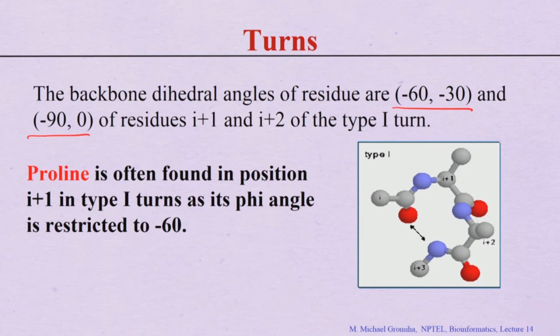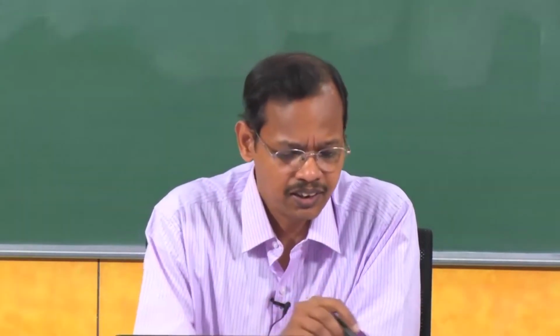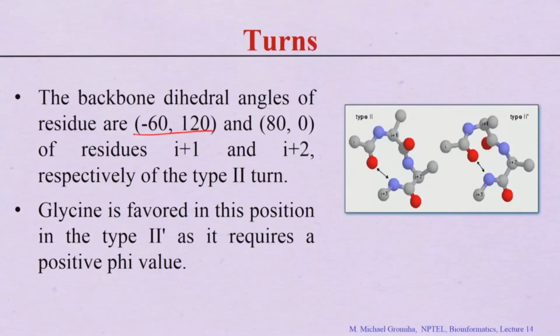If we look into the frequency of occurrence of amino acid residues in the turns, proline is the residue which is present quite often in position I plus 1 in type 1 turns, because the phi angle is restricted to minus 60. I will discuss the phi and psi angles in a few minutes. Then in type 2 turns, the dihedral angles are minus 60, 120, and 80, 0 for I plus 1 and I plus 2. Here glycine is the favored residue.